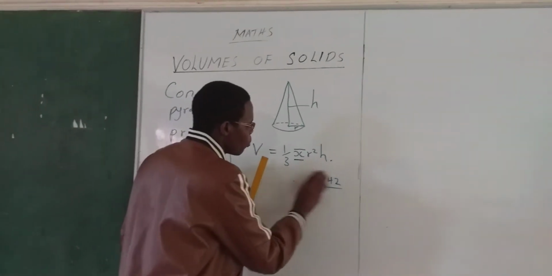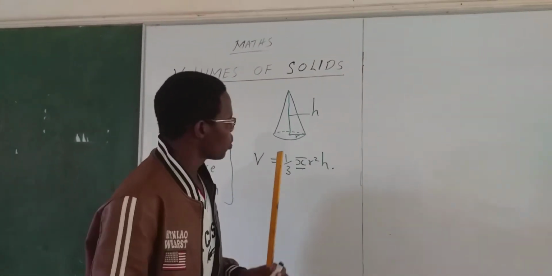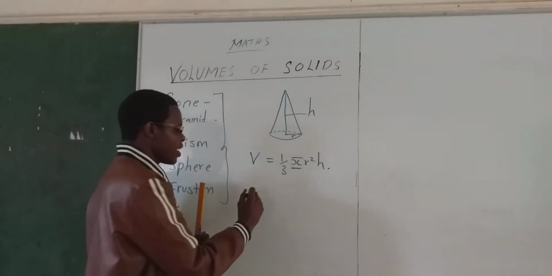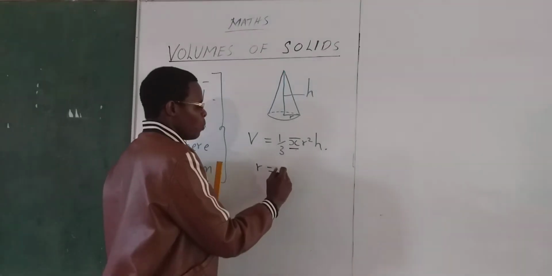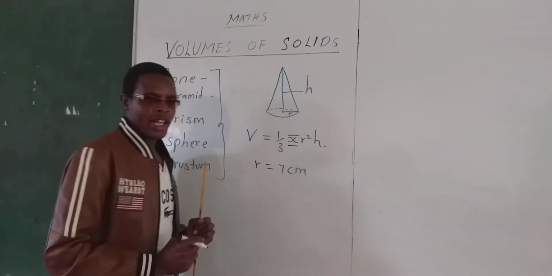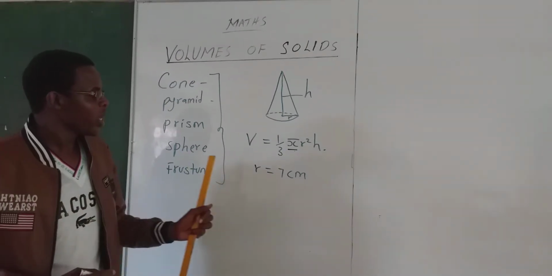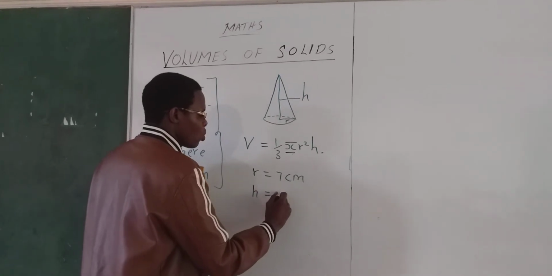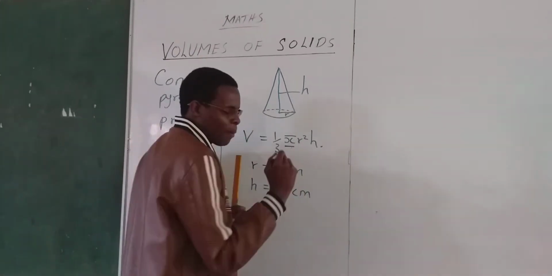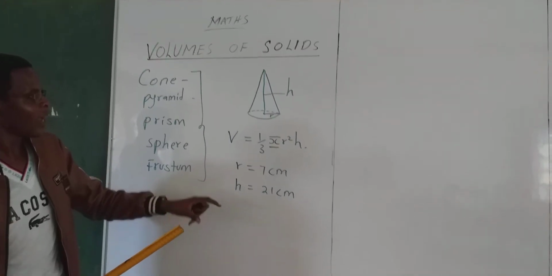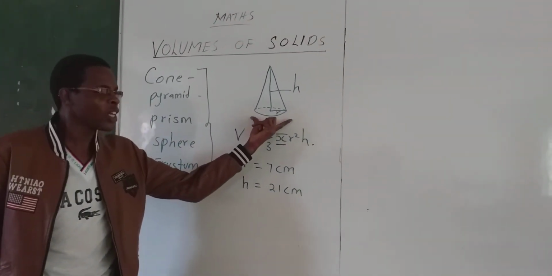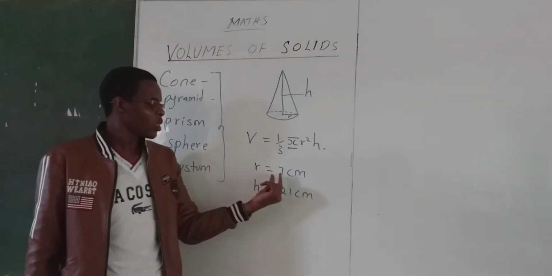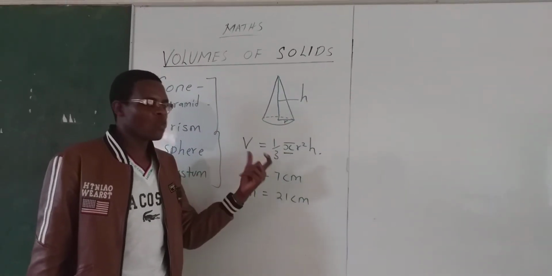Now, I want us to put in these values. Let us assume that, for the cone we have here, we have been given the radius to be 7 centimeters. Then h, which stands for the height, is maybe 21 centimeters. I'm just taking this as an assumption, whereby you have been told that the cone's height is 21 centimeters and the radius is 7 centimeters.